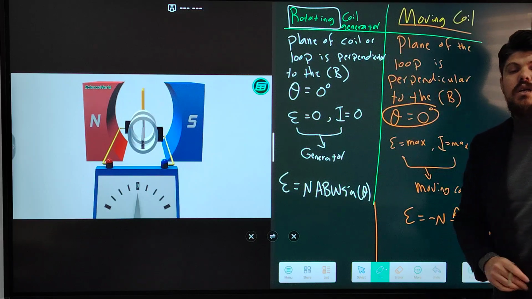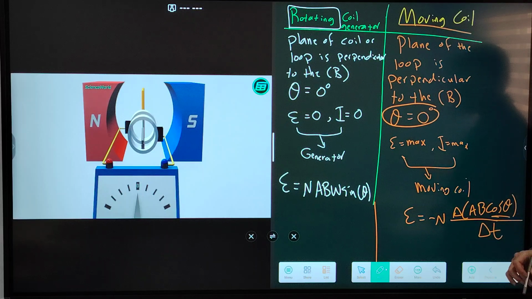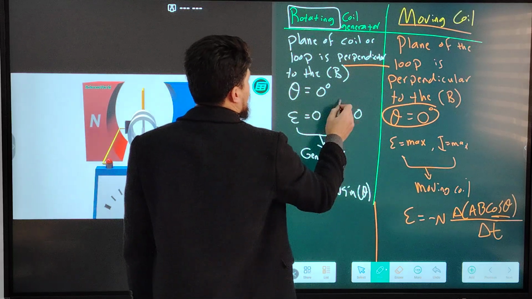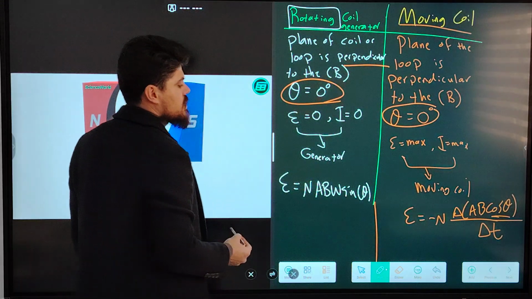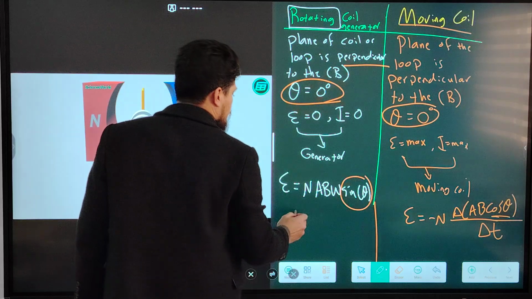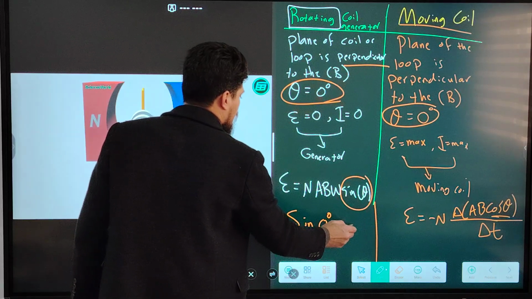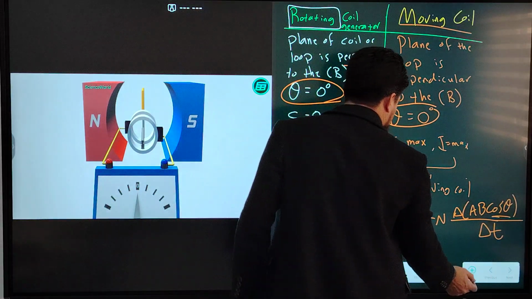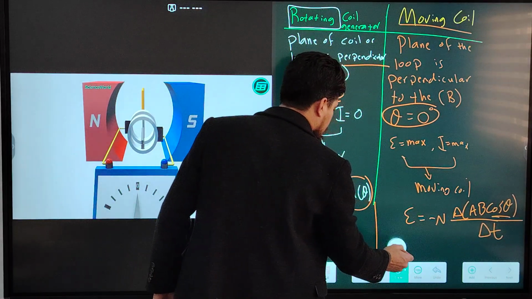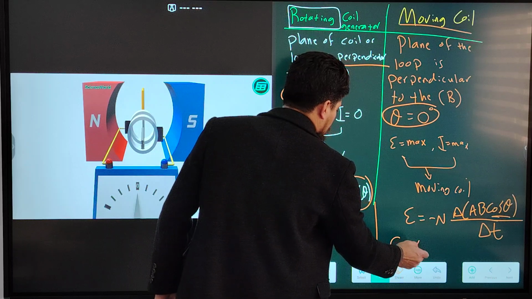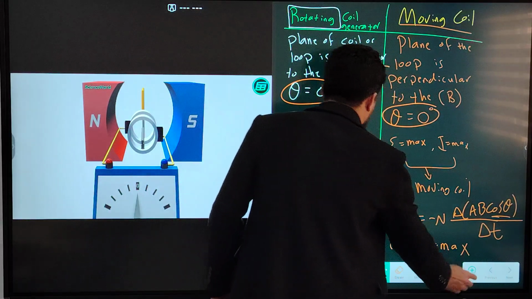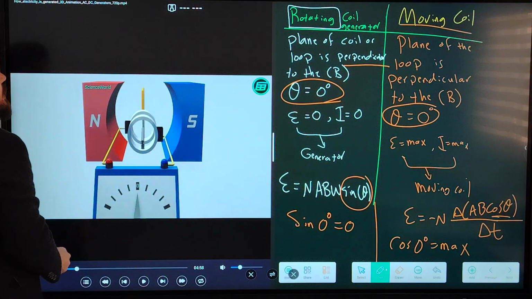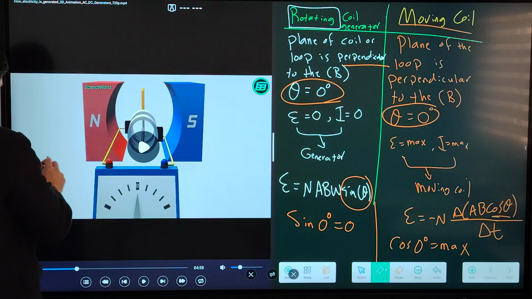But in a rotating coil, in a generator, the situation is completely different. Why, when the plane of the loop is perpendicular, same as in the moving coil, theta 0, is EMF 0 and current 0? Because we have sine, and sine 0 is equal to 0. But cosine 0 is equal to maximum. That's all. Okay? Now the plane of the loop is perpendicular.